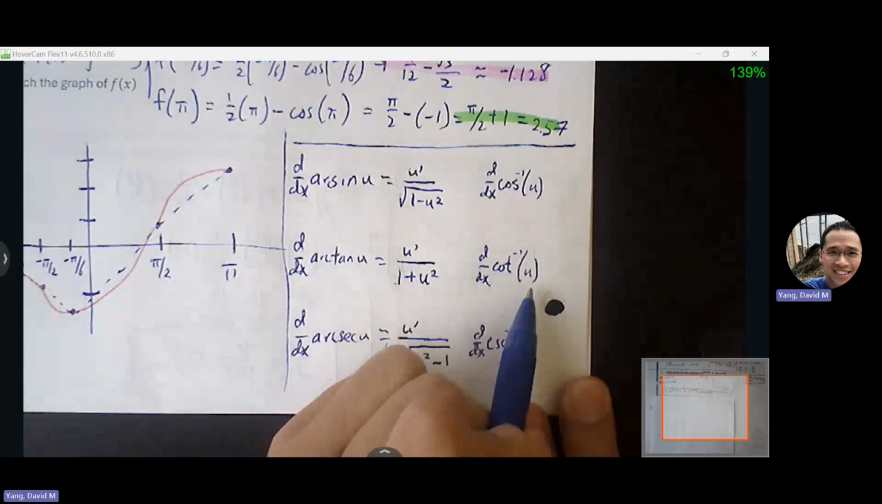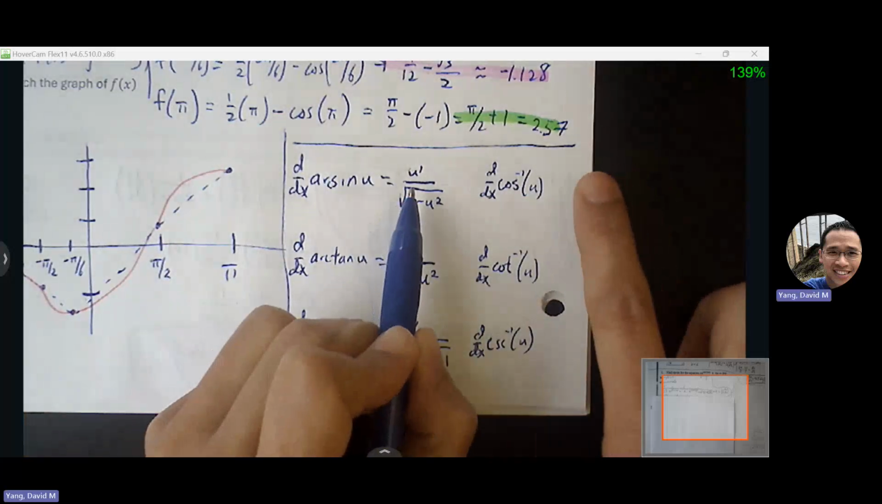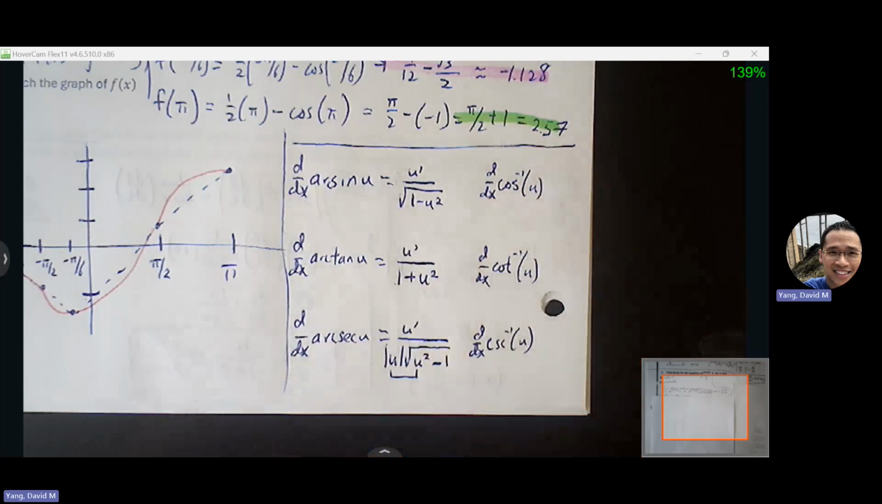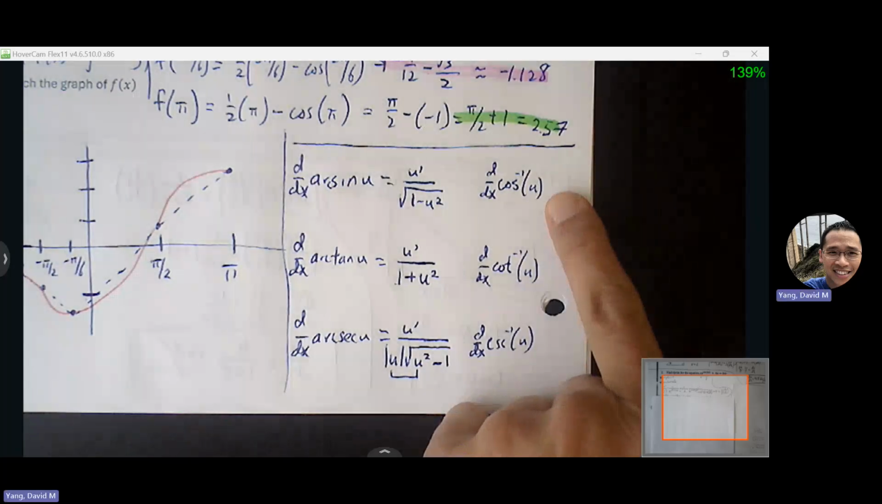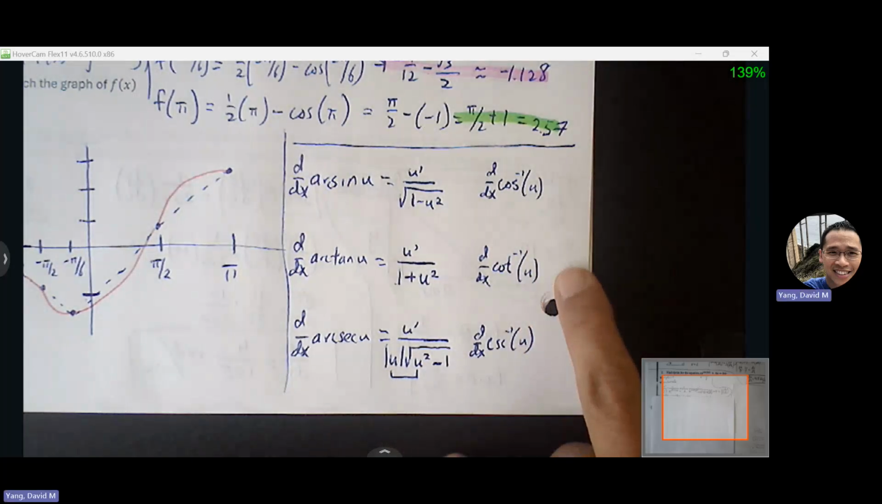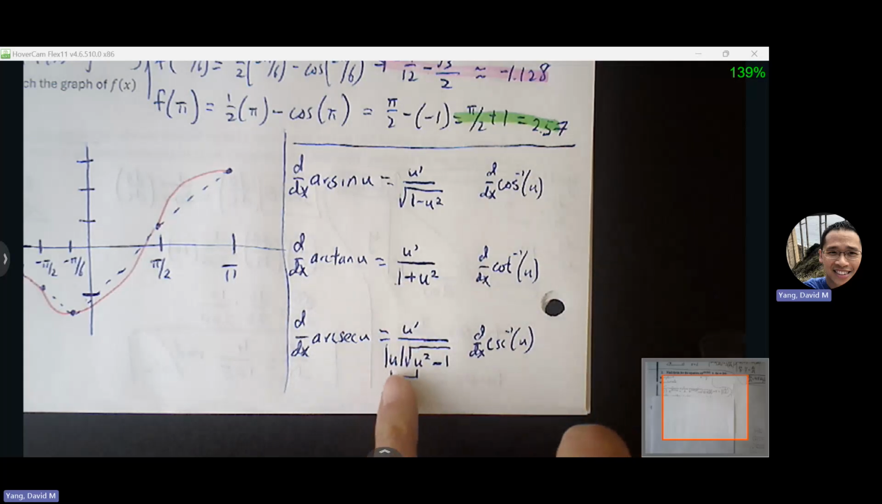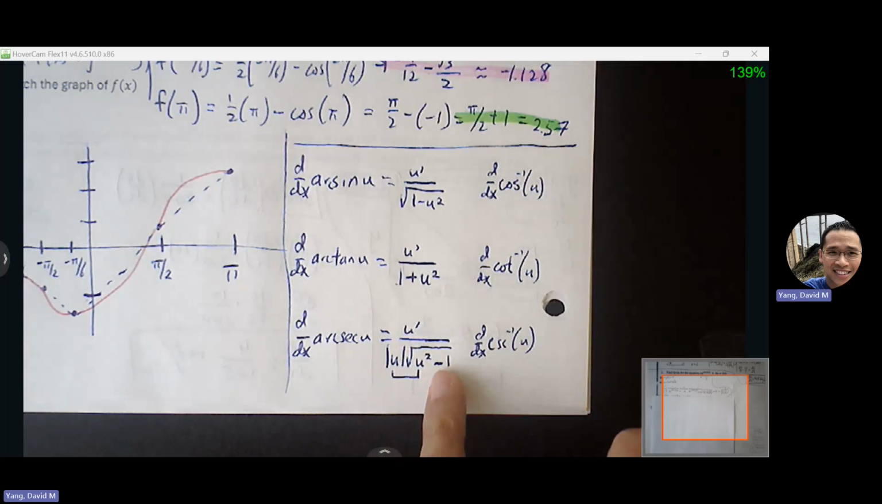Okay. And then your arccosine, arccotangent, arccosecant, you can just copy the ones to the left of it and just put a negative in front of all those derivatives. So this will be negative u prime over root 1 minus u squared. This will be negative u prime over 1 plus u squared. This will be negative u prime over absolute value of u root u squared minus 1.